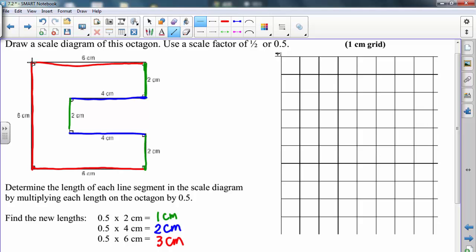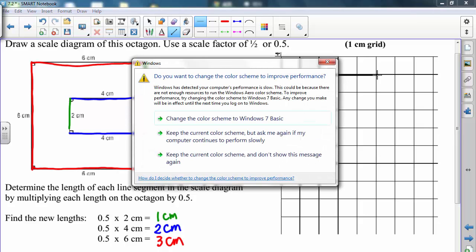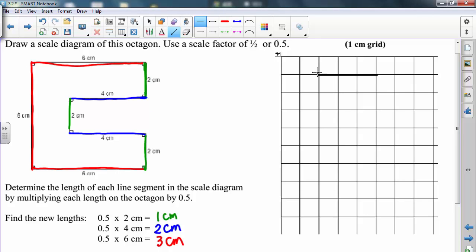I will start from this point. 6 centimeters become 3 centimeters. This 6 also becomes 3 centimeters. This also becomes 3 centimeters. This 2 centimeters right now is 1 centimeter long. 4 centimeters right now is 2 centimeters long. 2 becomes 1 again. 4 becomes 2. And this one, which is 1, becomes 1/2.